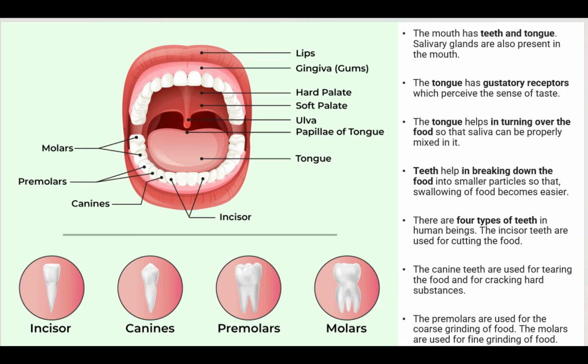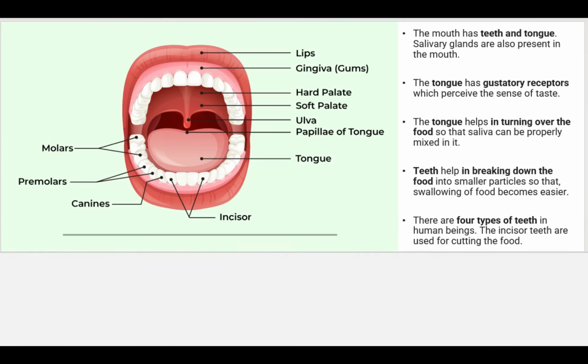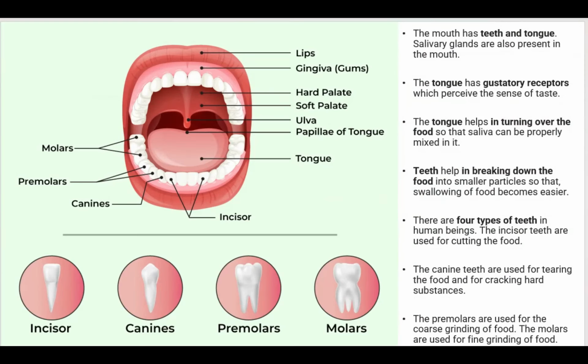So whenever we talk about the teeth, there are four kinds of teeth: incisors, canines, premolars, and molars. Okay. So at the front, you will have two teeth which are known as incisors. And then after that, there will be a very sharp tooth beside the incisors. So that is known as the canine. And then after that, you will have the premolars and the molars at the end.